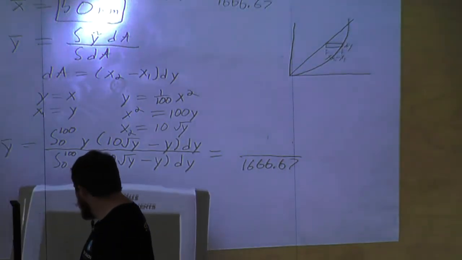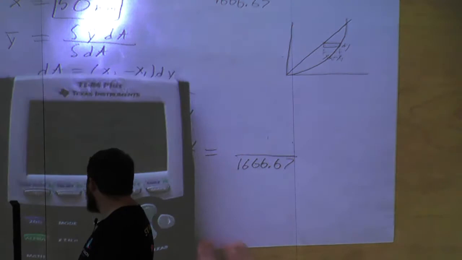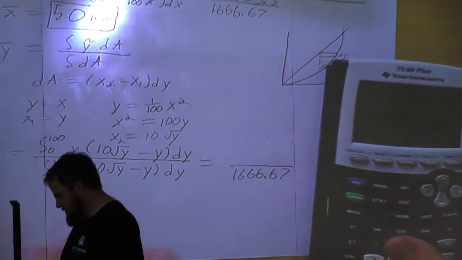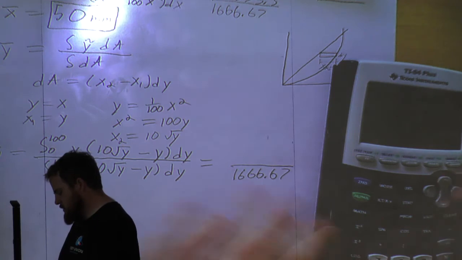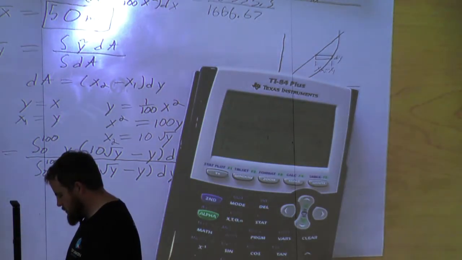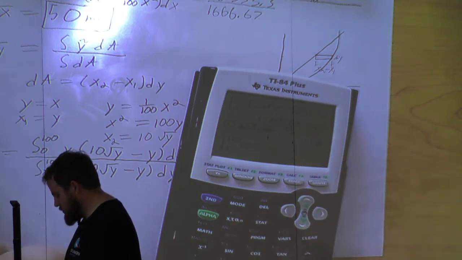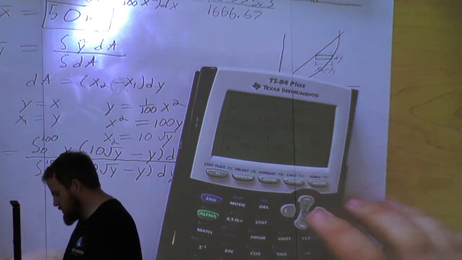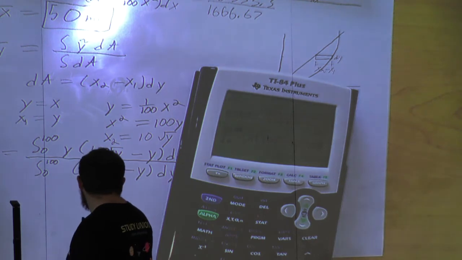Okay, so can you guys see anything on the calculator? Did you see it before? Kinda? Good. Okay, so we're going to hit math 9 again. 0 to 100. And then we're still using x's now. So this is going to be 10 root x minus x dx. So that's going to be our top value.